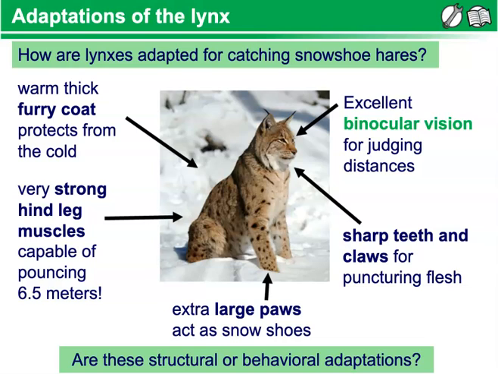They have sharp teeth and claws for puncturing flesh. And they have excellent binocular vision for judging distances. So are these structural or behavioral adaptations? These are all structural adaptations.